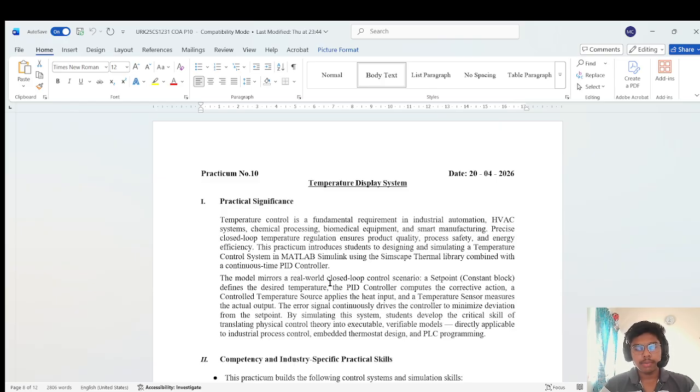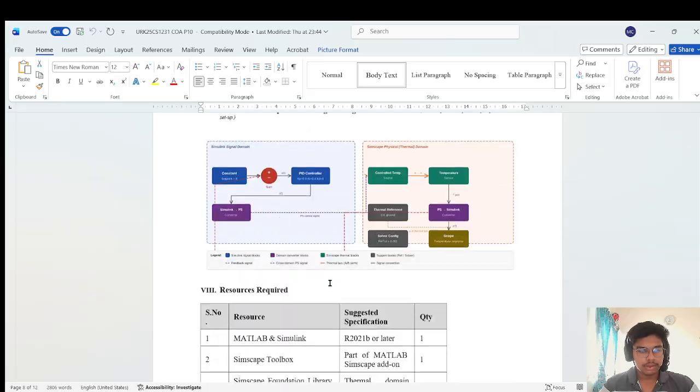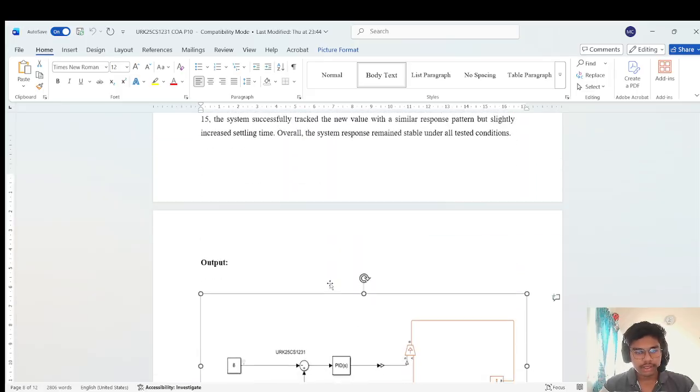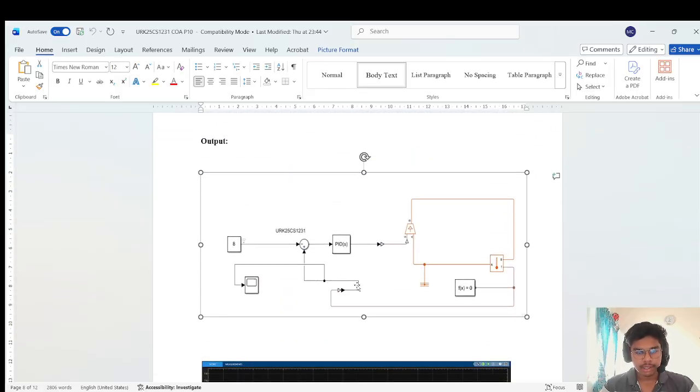So the embedded thermostat design, which is going to be the PLC programming. When we come to the circuit diagram, this is the main circuit diagram of Practicum 10. Let me explain this diagram.